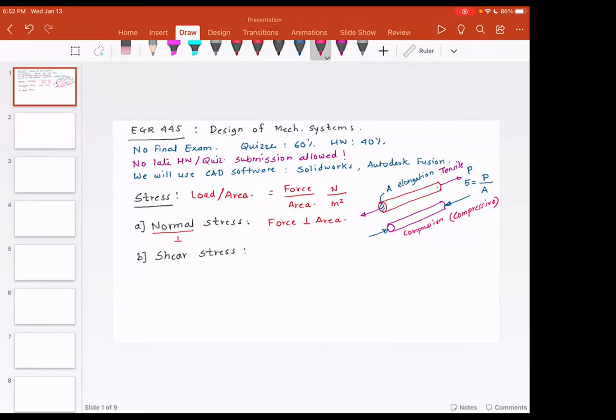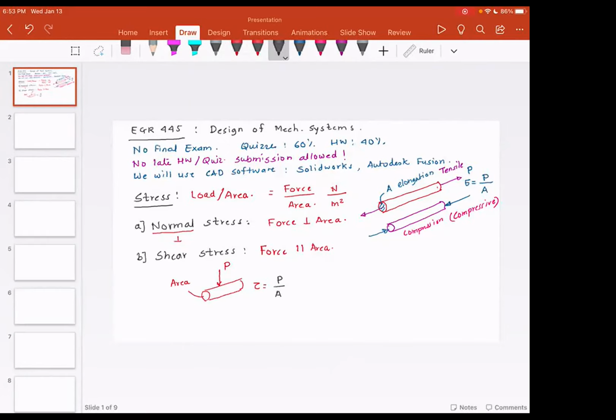Now, if you look at shear, the force is parallel to area. What do I mean by force parallel to area? If you think about, again, the same rod, but rather than applying the force along the axis, I apply force parallel to area. So this is the area, and this is the load P. The shear stress is given as tau, and that is P divided by A, but the direction of the force is parallel to area. In the case of tension and compression, the force is perpendicular to area.